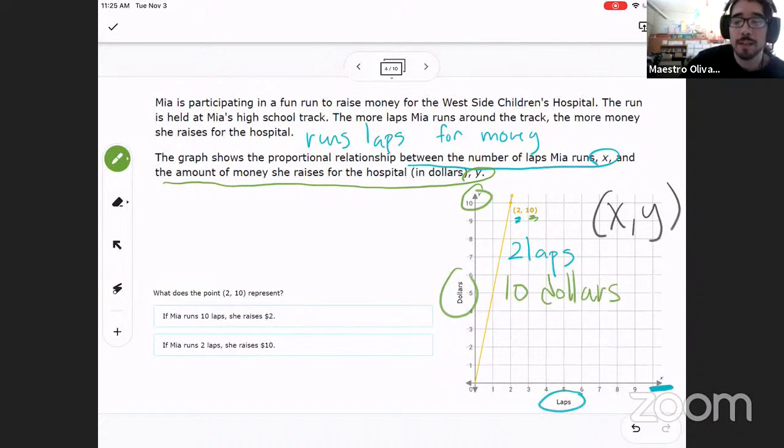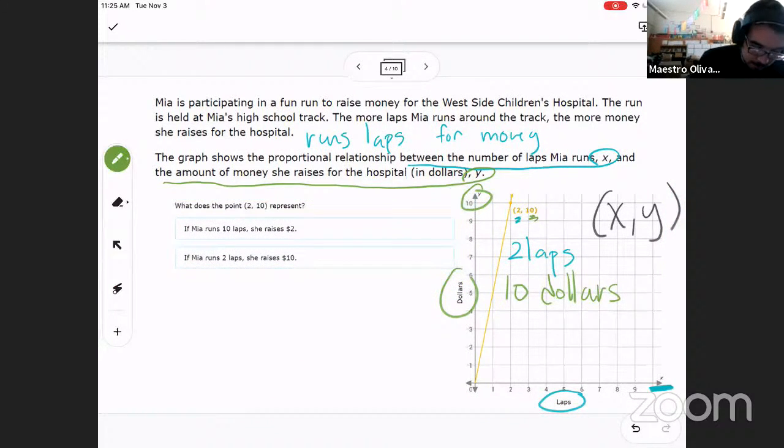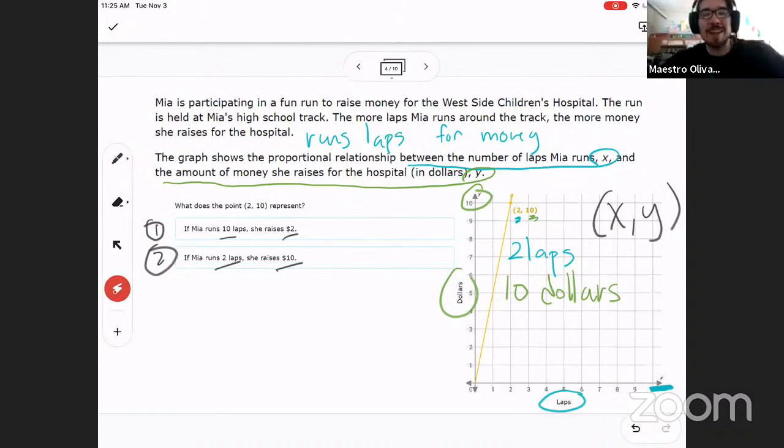Okay, Brian, try to fix it, okay? So let's look at the 2 possible answers now. Is it number 1 or number 2? Number 1 says if Mia runs 10 laps, she gets $2. Is that true? Or is it if she runs 2 laps, she gets $10? Which one do you think it is? Number 1 or number 2? Type it into the chat.